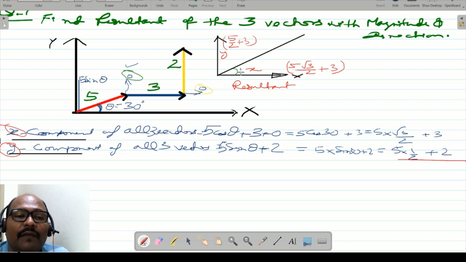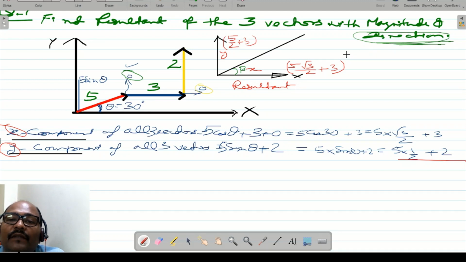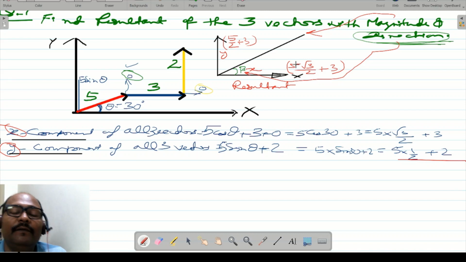Let it mark it as beta. Now, beta is the direction of the resultant force captured in the question, right? And the magnitude, let us mark it. The magnitude is this one, and the direction. So, what will be the resultant? Let us calculate so that we'll be able to conclude it early.